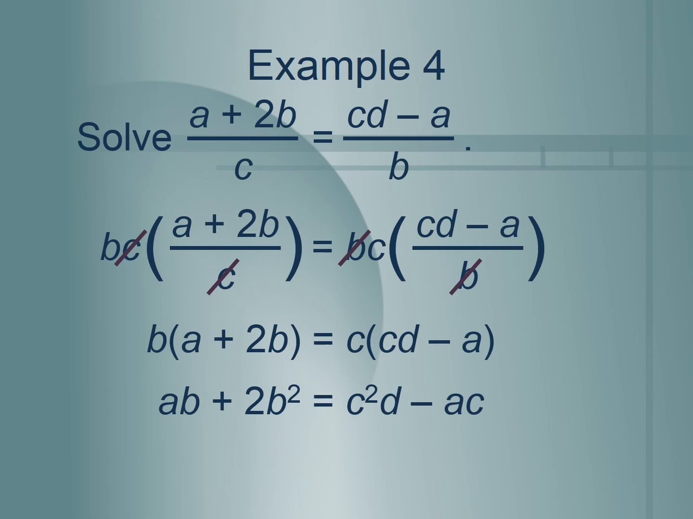So when I distribute, I have b times a, which is ab, b times 2b, which is 2b squared, equals c times cd, which is c squared times d, and then c times negative a, which is minus ac. So now I want to move all of my terms to the correct side.